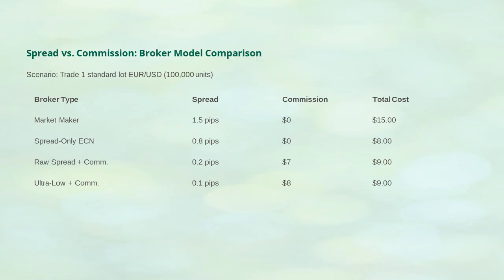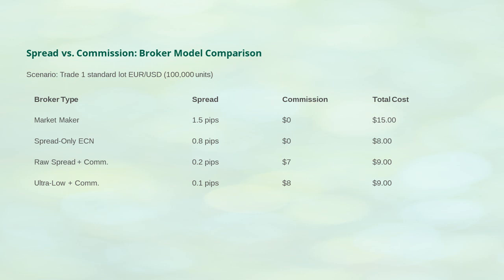A raw spread plus commission broker might offer spreads as low as 0.2 pips, but charge a commission, say $7 per standard lot round trip. That totals $9 per trade, slightly more than the spread-only ECN in this example, but often cheaper when spreads widen. An ultra-low plus commission model might offer 0.1 pip spreads with an $8 commission, also totaling $9.